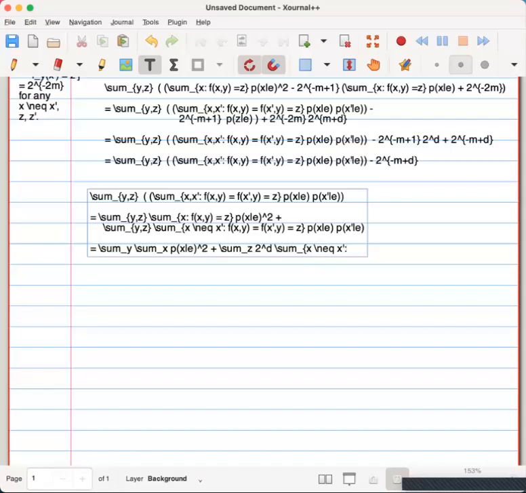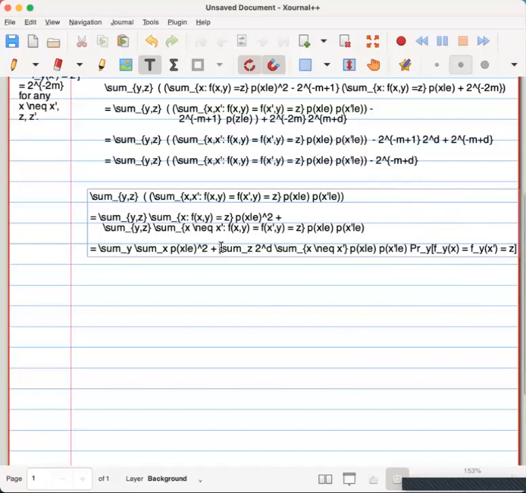Okay. And now, so this is the probability. Remember, the probability is over the choice of y. So I should say the probability that f subscript y x equals f subscript y x prime, equal to z. And then there is the probability of x given e, and the probability of x prime given e.